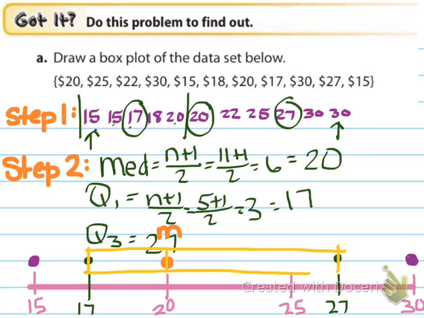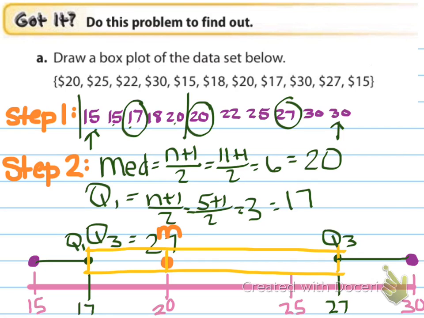Alright, then we're going to put our lines through our 3 dots in the center and connect our box. Oops, and I forgot to label my quartiles. Hold on a second. This is quartile 1, quartile 3. Alright, then I'm going to do my whiskers. And there you go. My box plot is finished.